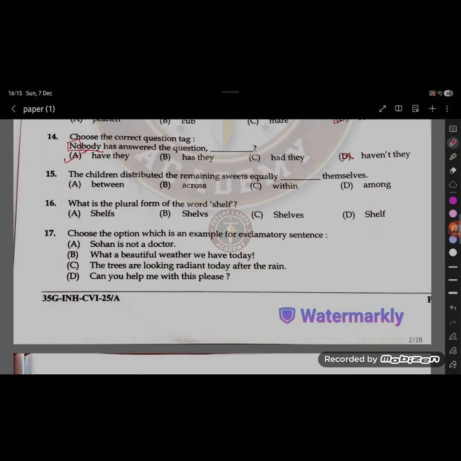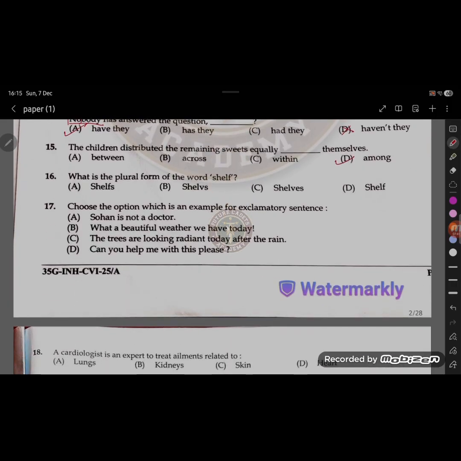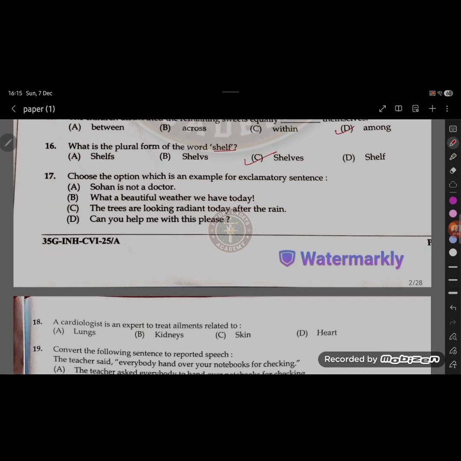Now let's come back to the paper. Question number 15. The children distributed the remaining sweets equally dash themselves. We all know that whenever it's about a large number of people, we use among. Question number 16. The plural of self, it is shelves. Again, literally easy. Then question number 17.